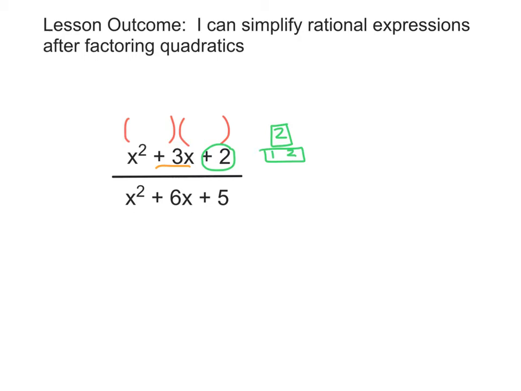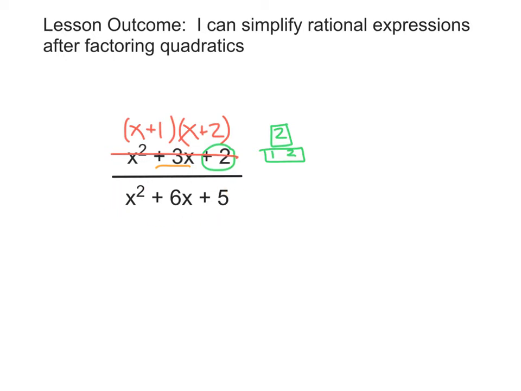So we can put x here and here, because x times x gives us that x squared. And then we're going to put the 1 and the 2 into our parentheses, so plus 1 and plus 2. Again, if we were to do FOIL with these 2 binomial factors, we would arrive back at this expression, and you can try that if you'd like. So now that we've factored this, we could cross that out.